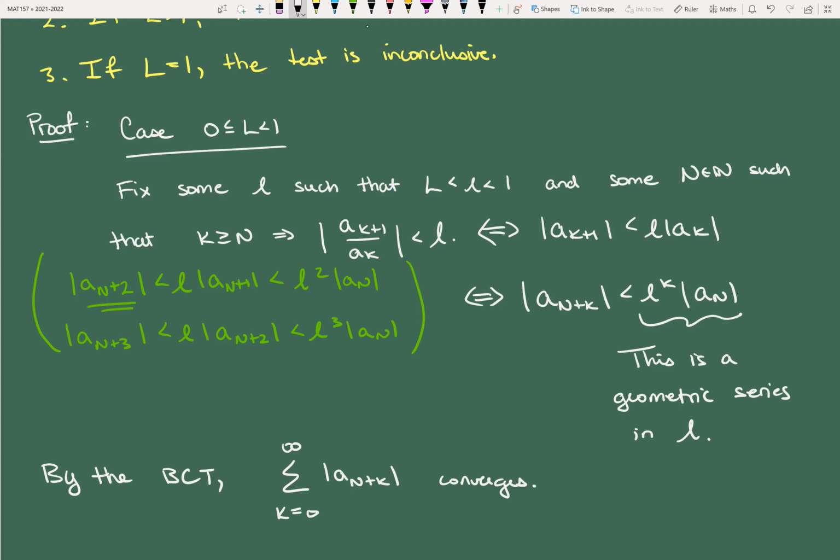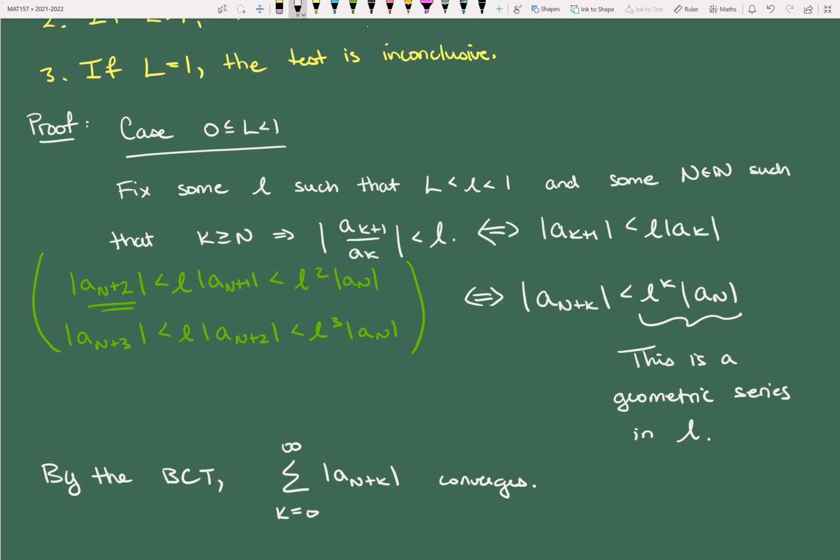Is everyone okay with that? Right, I've bounded the right-hand side here, this L to the k times the absolute value of a capital N, that is a geometric series whose common ratio is less than one, and therefore it converges. So by the basic comparison test, I now have a bunch of positive terms, and I've bounded |a_{N+k}| above by something which converges. So by the basic comparison test, this series converges.